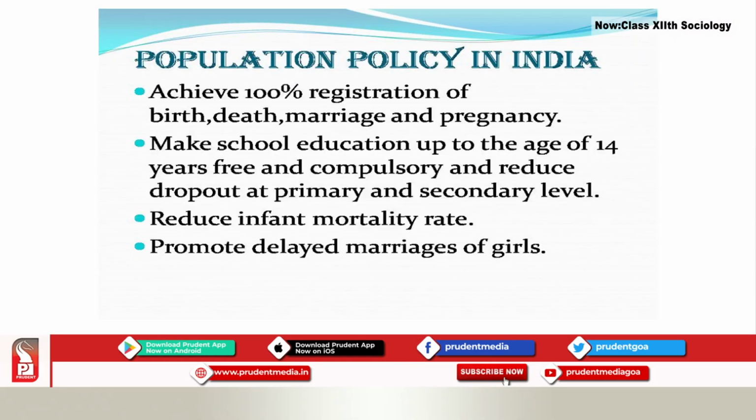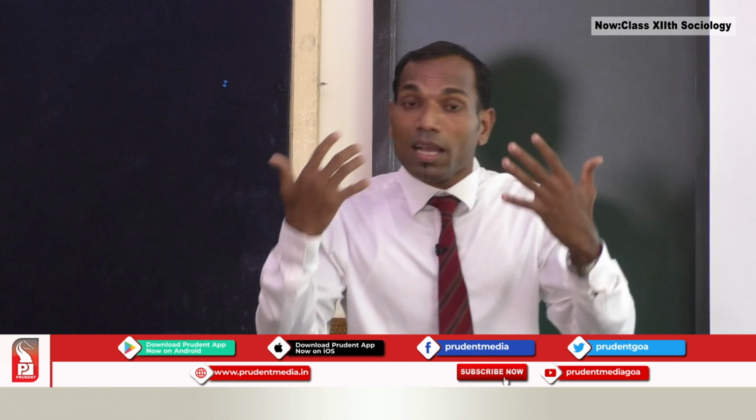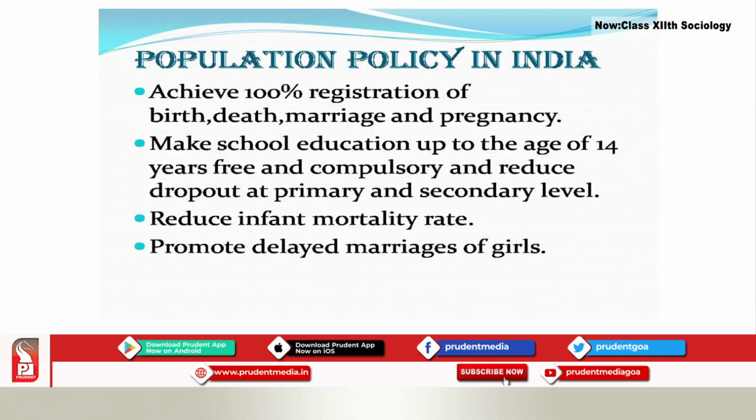The first, we have to achieve 100% registration of birth, death, marriages and pregnancy. So it is mandatory on all of us. We need to register our birth, death, marriage and pregnancy. Secondly, we have to make school education free and compulsory and reduce dropout at primary and secondary level. We also have to reduce the infant mortality rate, the death of the child within a 1 year period. So that reduces the infant mortality rate.